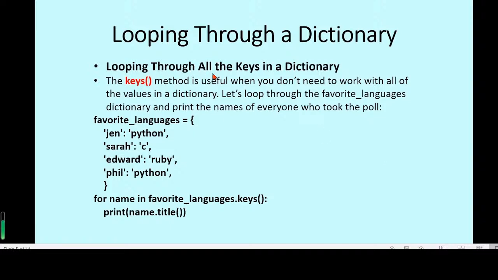Now, looping through all the keys in a dictionary. You can use the keys method. It's useful when you don't need to work with all of the values in a dictionary. So let's loop through the favorite language dictionary and print the names of everyone who took the poll. This is the same dictionary as before. Then we can write, also, for name, creating one variable called name, in this dictionary's keys attribute. Then we can print out each name in title form.